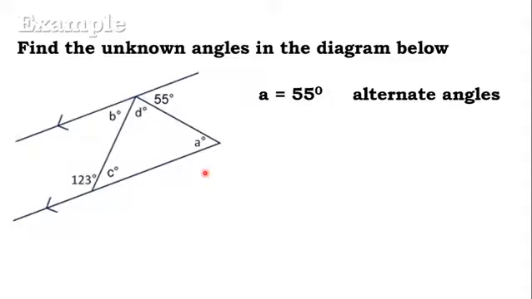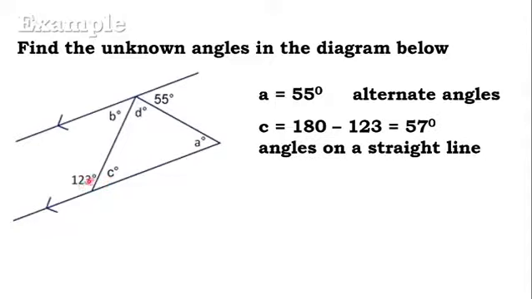What else do you see here? Angle C will be equal to 180 degrees minus 123 degrees, because C and 123 degrees actually form an angle on a straight line. Is that so? So if you say C plus 123 degrees, you should get 180 degrees. Okay, and of course you move your 123 degrees to the other side, and then that gives us 180 minus 123, and that gives us 57 degrees. The reason is because they are angles on a straight line.